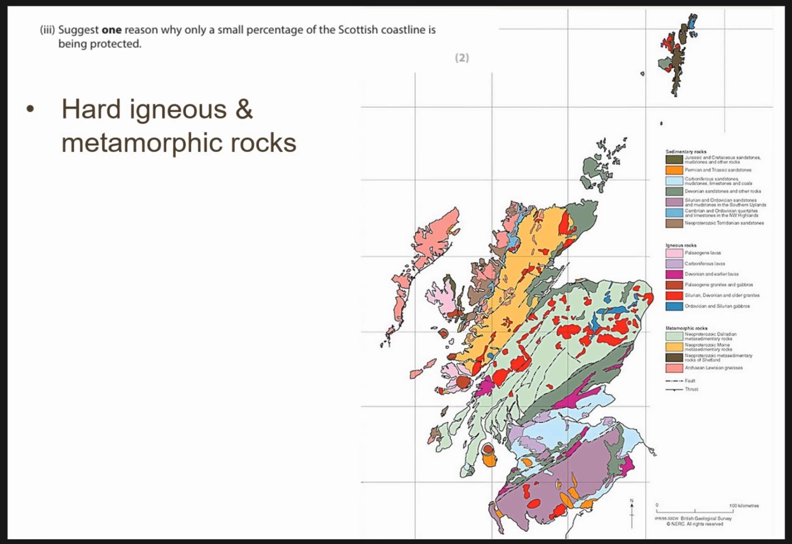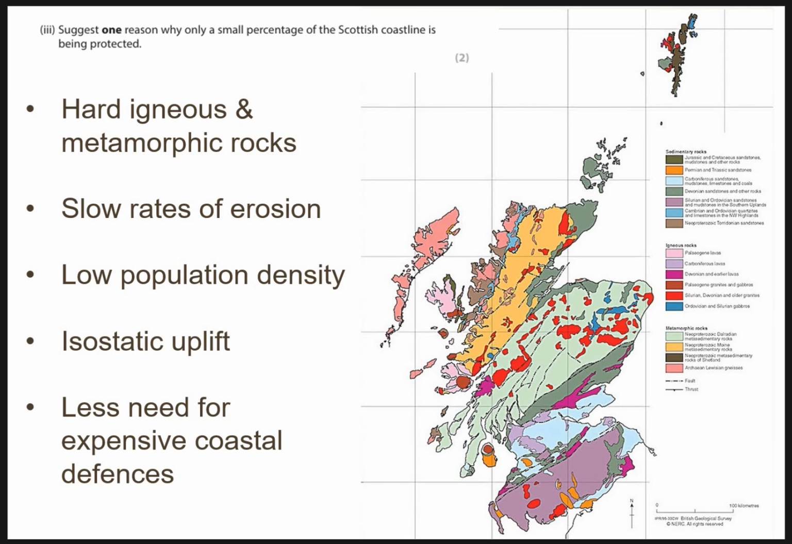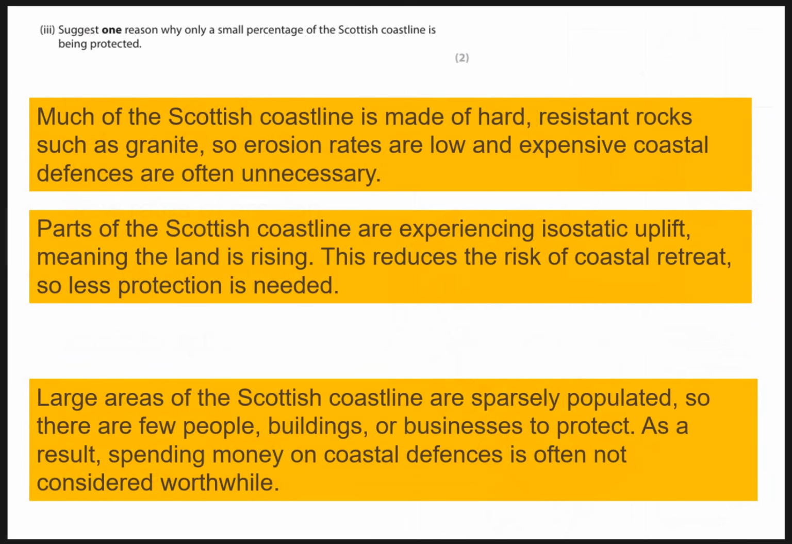So to recap all that, we've got hard igneous metamorphic rocks, we've got slow rates of erosion, low population density, isostatic uplift, and therefore less need for expensive coastal defences. So as I say, 2-mark question, lots of information I've given you there. Could easily be a 4-mark question, or could easily be a question more detailed around the geology of Scotland. So I've given you 3 options as to how you might answer this question, which will cover you if you were to get this question in a 3 or 4 marks. So you may want to pause this for a second and just have a look through those answers.